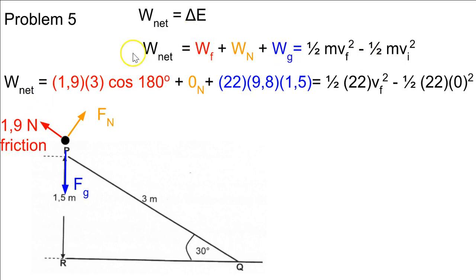We know the work done by the frictional force is going to be equal to the force times the distance that this force is acting over. It's 3 meters, times cos of the angle between the force and the direction that it's traveling. It's traveling down, the force is going up, so the angle between those two is 180 degrees. By now we know the work done by the normal force is 0 because the angle between the normal force and the direction that it moves is 90 degrees, and cos of 90 is 0.